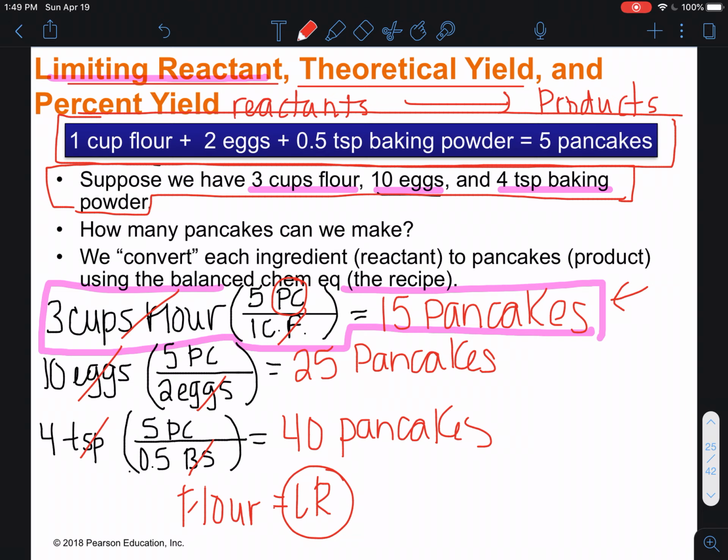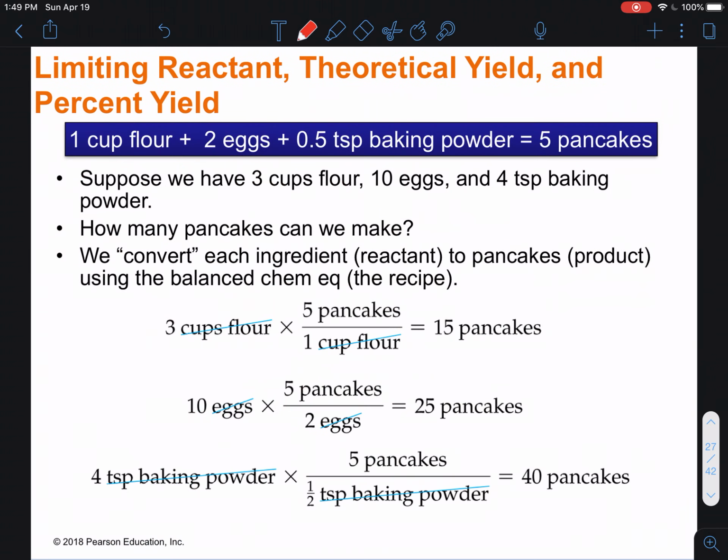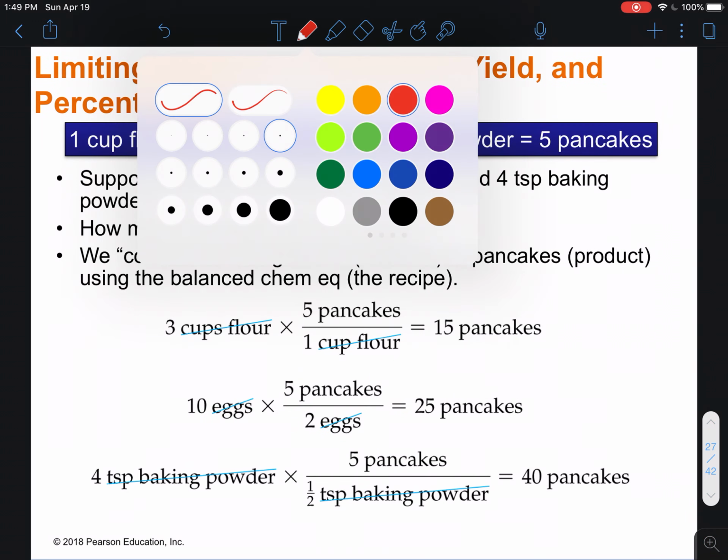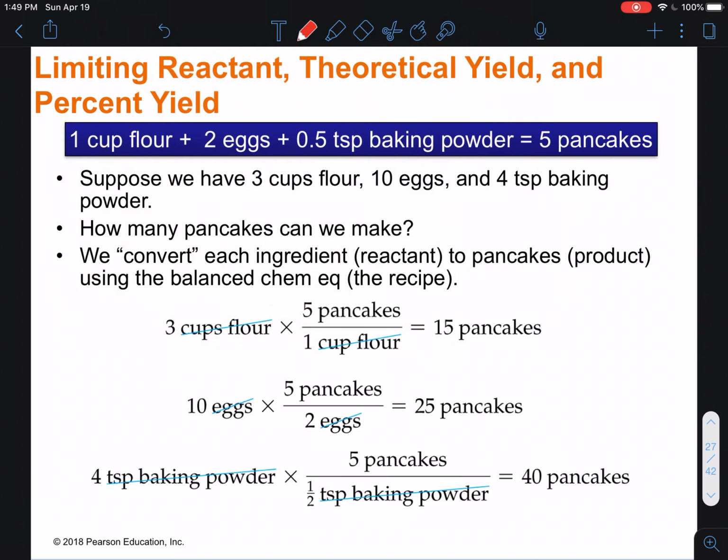Okay, theoretical yield. This slide's a little bit messy, so let's just move down. So this is kind of a nicer slide. Now we're looking at theoretical yield. We've already identified the fact that flour is the limiting reactant because it gave us 15 pancakes, right? The theoretical yield of a reaction is essentially doing what we did here. It's taking the limiting reactant and converting the limiting reactant to product, okay?